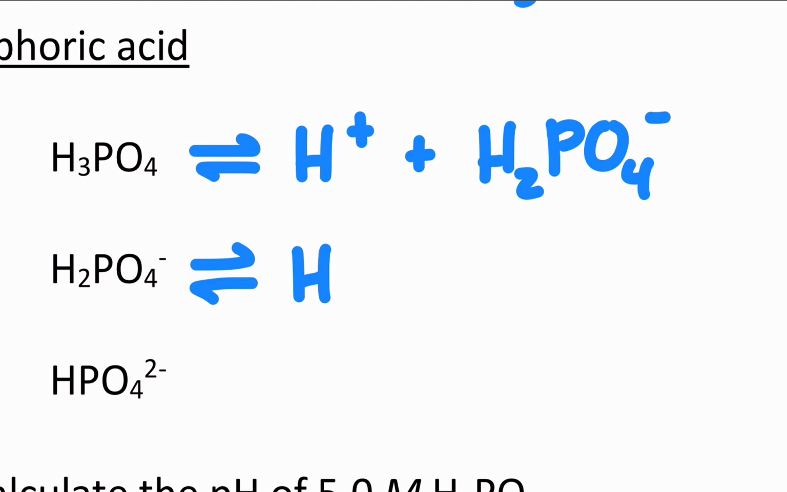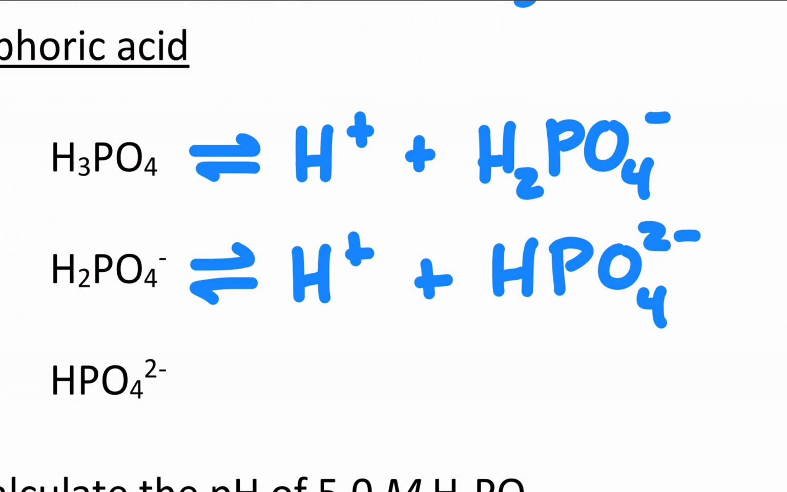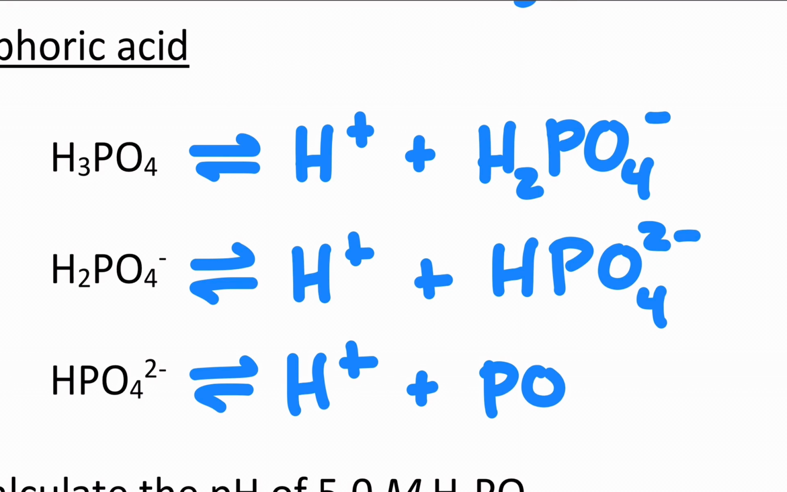H2PO4 negative loses an H plus, and you have HPO4 2 negative. Notice it's getting one more negative, one less positive each time. And lastly, hydrogen phosphate will lose an H plus and become phosphate, PO4 3 minus.